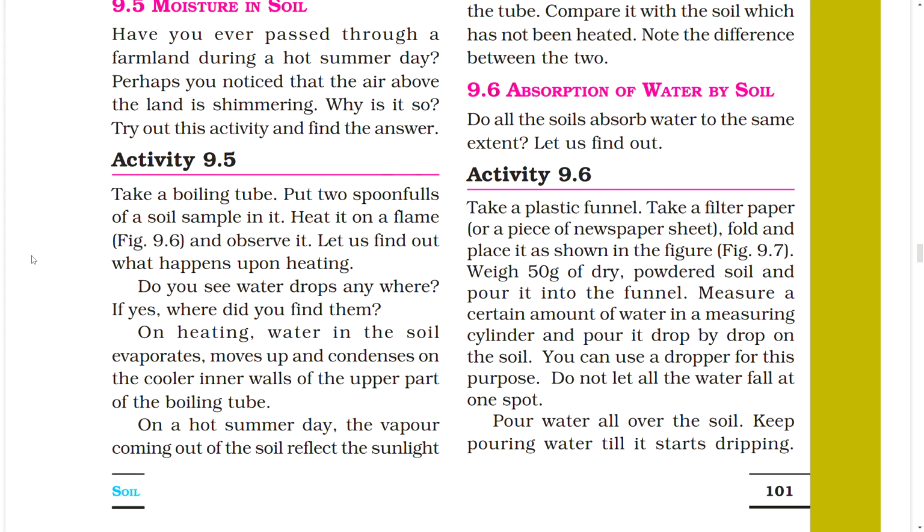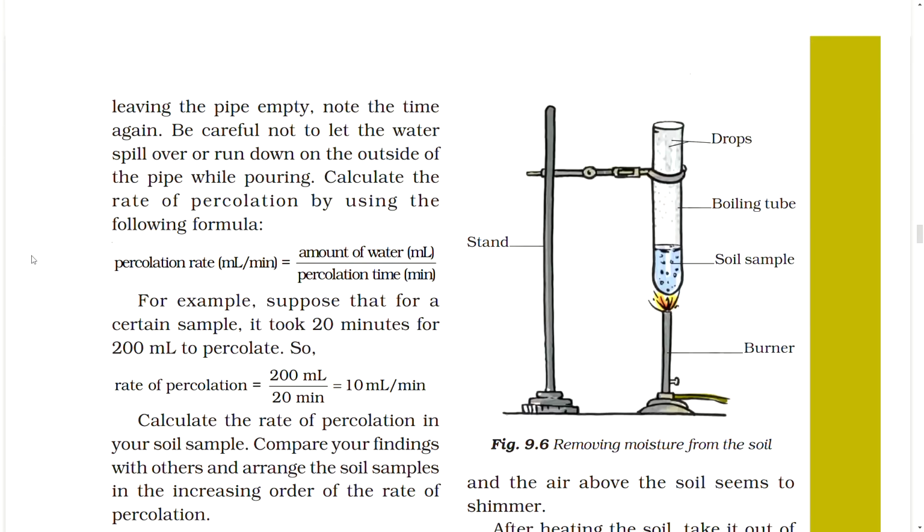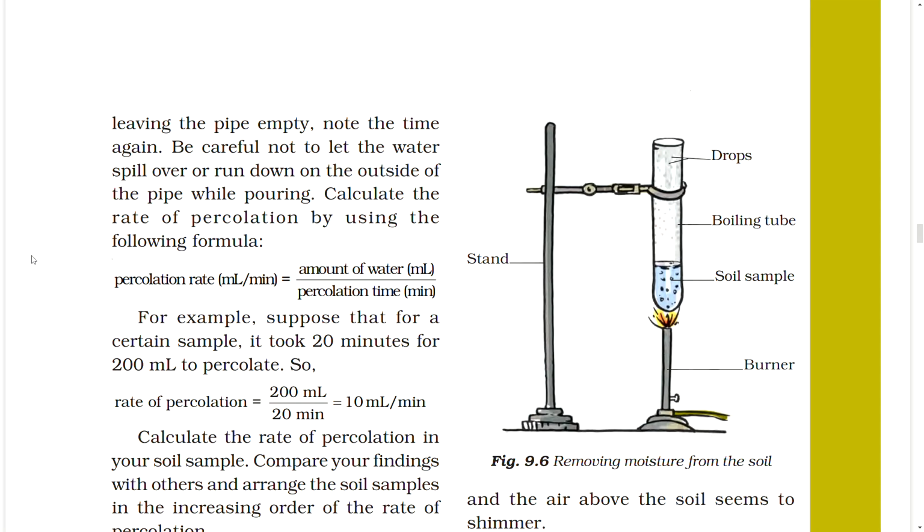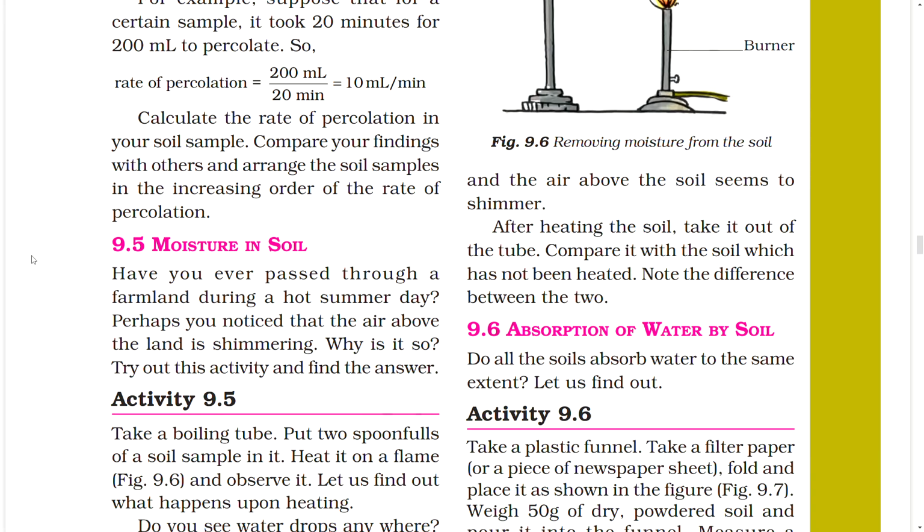Do you see water drops anywhere? If yes, where did you find them? On heating, water in the soil evaporates, moves up, and condenses on the cooler inner walls of the upper part of the boiling tube. On a hot summer day, the vapor coming out of the soil reflects the sunlight. Figure: removing moisture from the soil. And the air above the soil seems to shimmer.